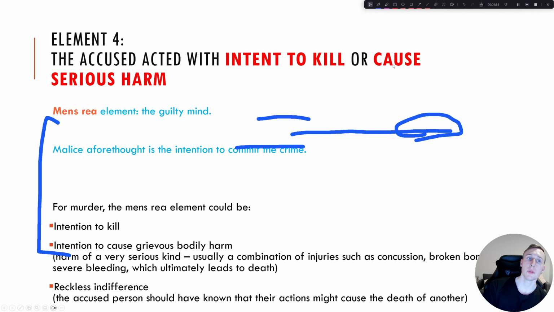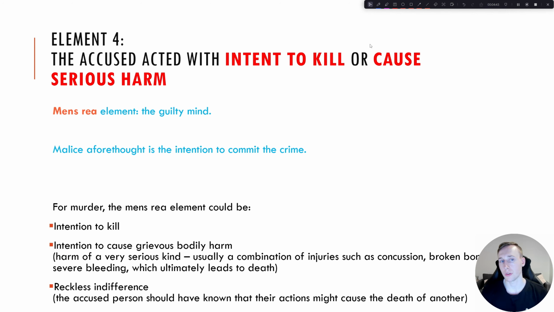The last element you need to know is that the accused acted with intent, often known as the mens rea. So they intended to kill or they intended to cause serious harm. What this basically means is, for example, they planned out for a while in advance how they were going to commit the crime, how they were going to do this murder. That would be considered intent.